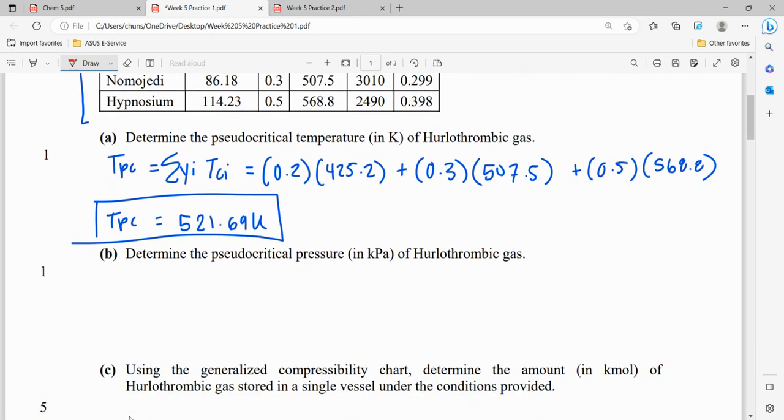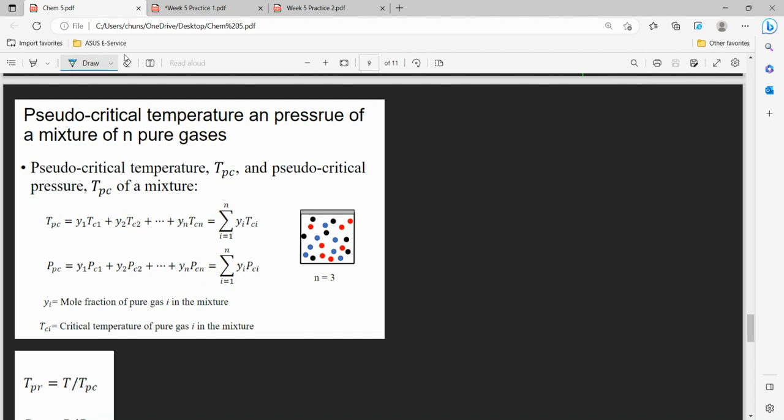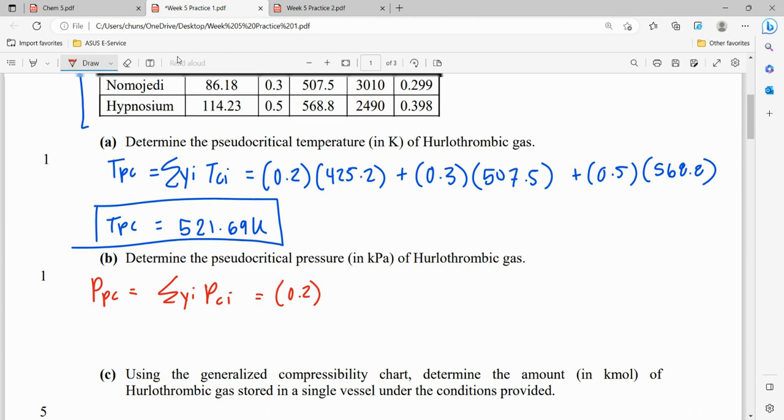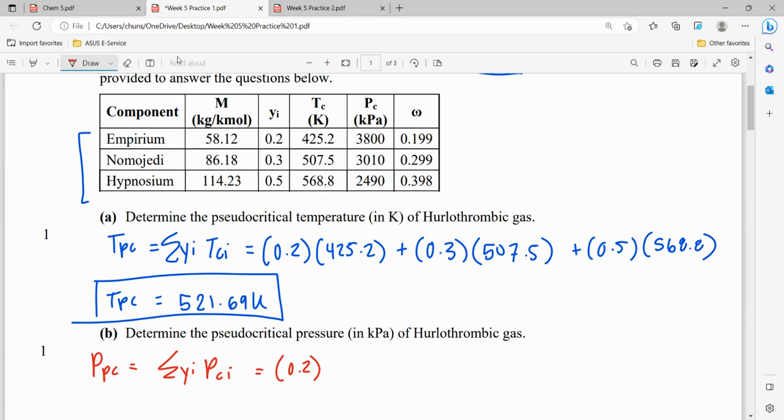Next, we want our pseudocritical pressure. So going back, see it's the same story. So let's do that. So we have our mole fractions and our critical pressures. So this is 0.2, and we're also given our critical pressures for each gas in kilopascals, so we don't have to change it. I like this example. It's a nice, easy one to start off with.